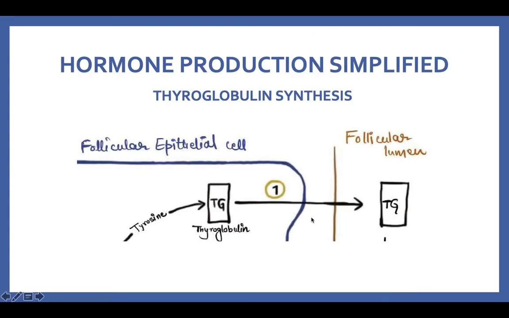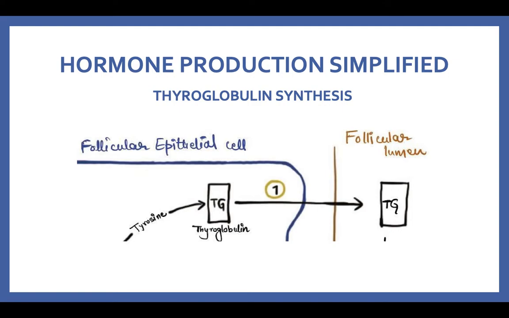So now we will cover the hormone production by the thyroid gland. I'll be explaining a couple of steps responsible for the hormone production, and the first step would be the thyroglobulin synthesis. Now, thyroglobulin is a glycoprotein that comprises of tyrosine and amino acids.